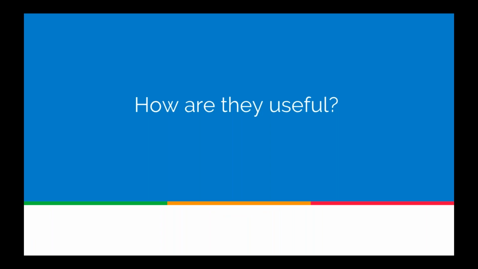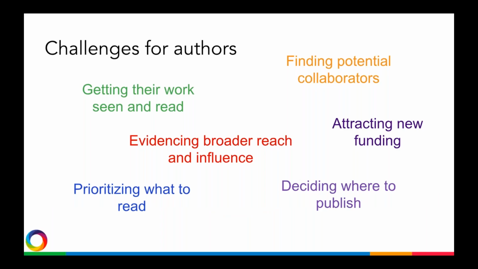So how is all this data useful? We get asked this a lot, and of course there are many different ways that it can be applied. Today's researchers face many challenges, not least getting their work seen and read. Altmetrics can help them to find potential collaborators, to attract new funding by providing new examples of how their work is having an influence and making a difference. It can also help them decide where to publish, which perhaps is particularly pertinent for you as journal editors, and it can help them prioritize what to read. So they might look through the articles published in the latest issue of a journal, see the altmetric data for it, understand what is really getting traction amongst that broader audience.